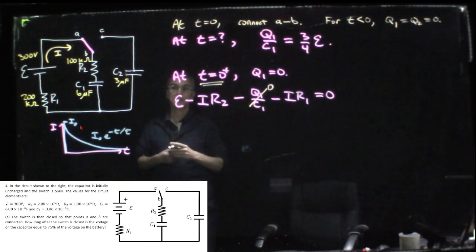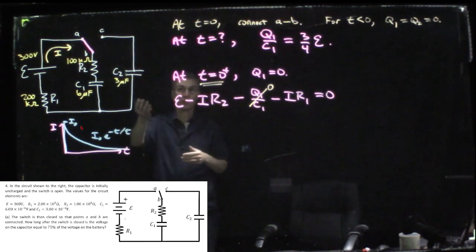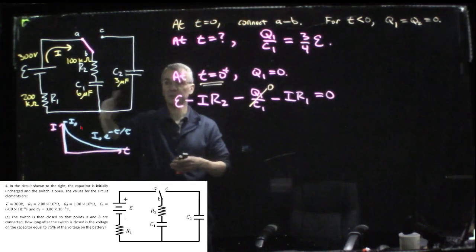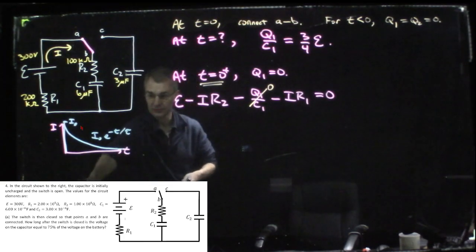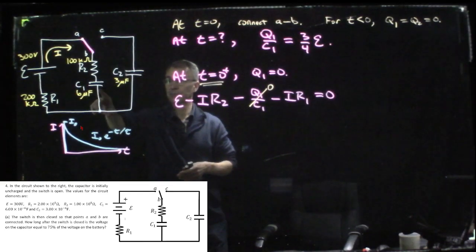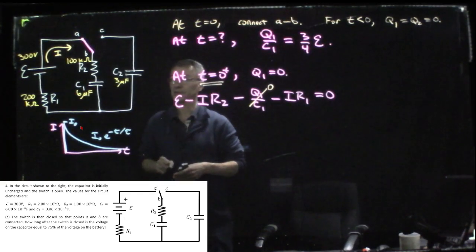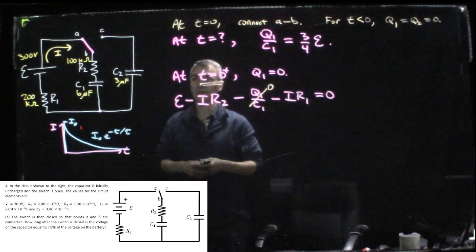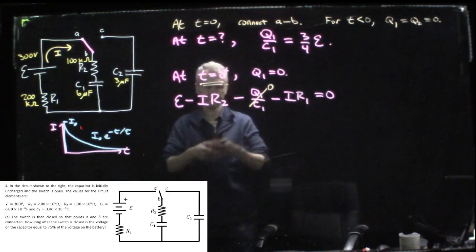Though, of course, we could just directly use the charging up capacitor curve, like 1 minus e to the minus t over tau. But that would require us to know the final voltage on the capacitor. I guess we actually could do it that way. Let's do it both ways. Let's do it this way first.